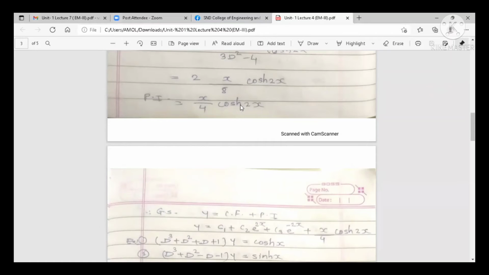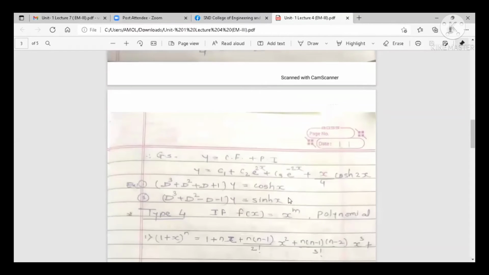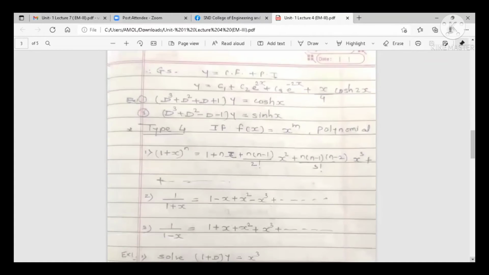And the general solution is y is equal to CF plus PI. You write down the addition of the complementary function and particular integral, then you will get the general solution. Here is your general solution for the given example. This is the example of a hyperbolic function. These are the 2 examples. You try yourself, take it as homework and try to solve the examples here. Hyperbolic case type 3.